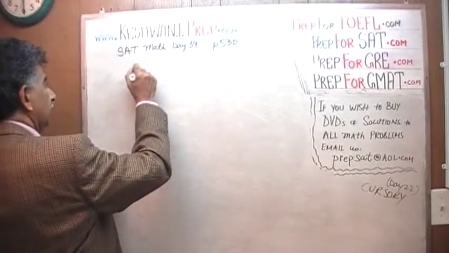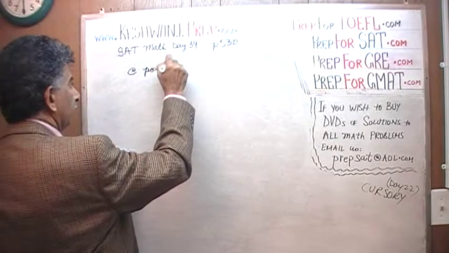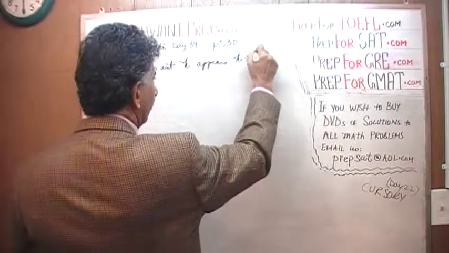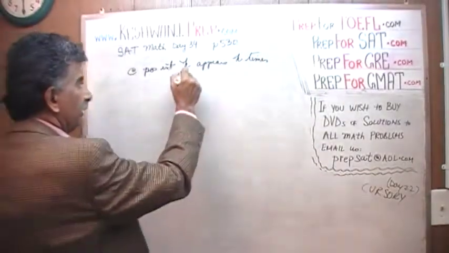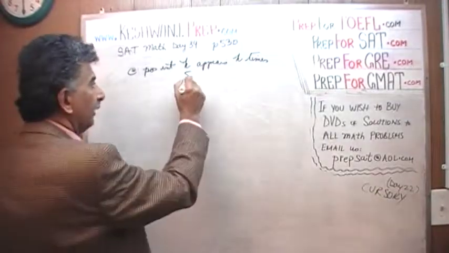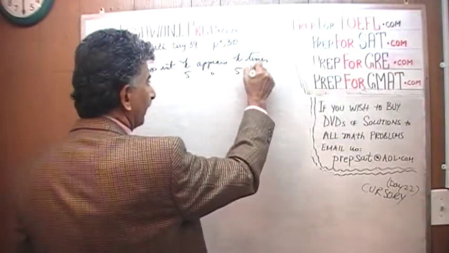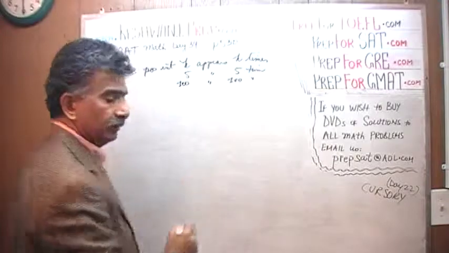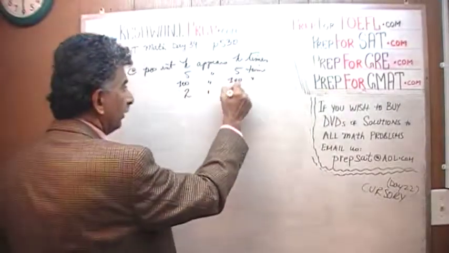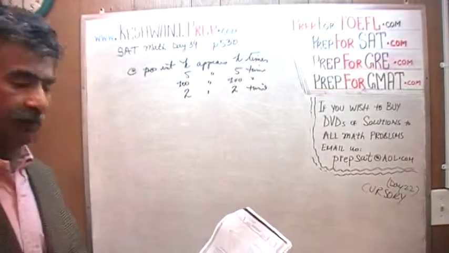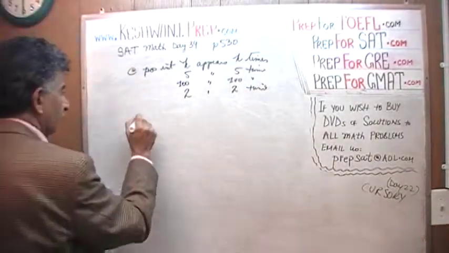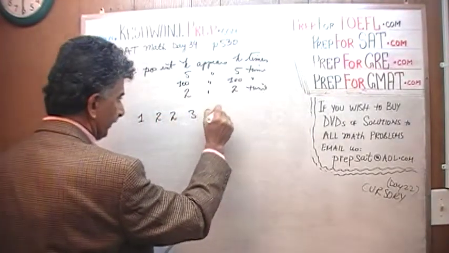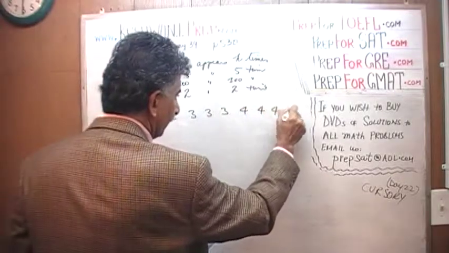Each positive integer k appears k times. What they're trying to tell you is that if the positive integer happens to be 5, then 5 appears 5 times, and 100 would appear 100 times, and 2 would appear 2 times, as we can clearly see in the sequence. The sequence looks something like this. Therefore 1 appears 1 time, 2 appears twice, 3 appears 3 times, 4 appears 4 times, and so on and so forth.